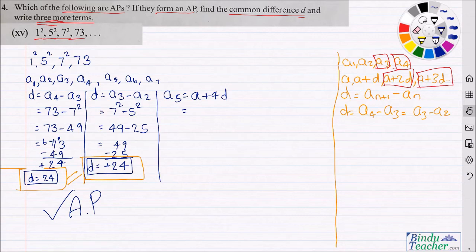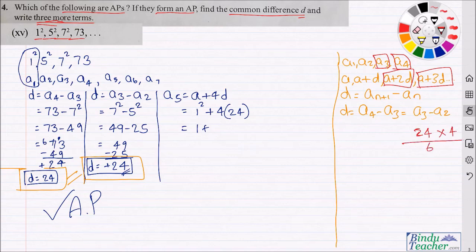which equals A plus 4D, where the value of A is the same as A1. So we have the value of A1 as 1 square plus 4 into the value of D. D we have identified as 24, which equals 1 plus 4 into 24. I will use the rough space here to calculate that. 24 into 4: we have 4 into 4, which is 16, and 4 into 2, which is 8, plus the carryover 1, which is 9. So we have the value 96. So the value of A5 is 97. Let's write that down here as 97.